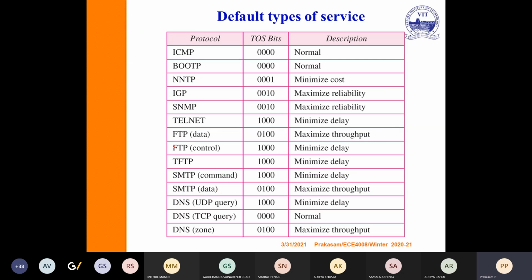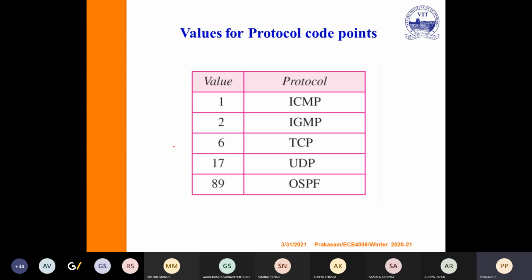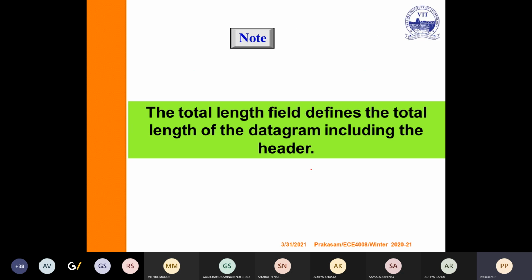This is the default service for the various protocols. Then the protocol field lists the protocol points. If the value is 6, then it is TCP. If it is 17, it is UDP. All these are standards, each fixed to one value. Depending upon this value, it will identify the respective protocol for transmission.